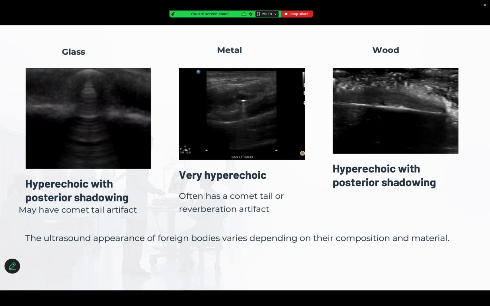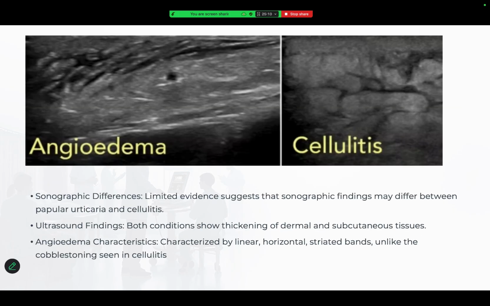Another reason for doing ultrasound in soft tissue infection is to detect a foreign body, even if the patient doesn't know about it. So another mimicker is angioedema. How can we differentiate angioedema from cellulitis?